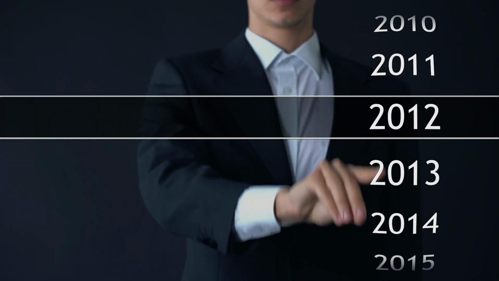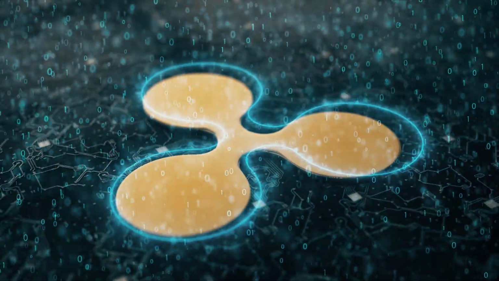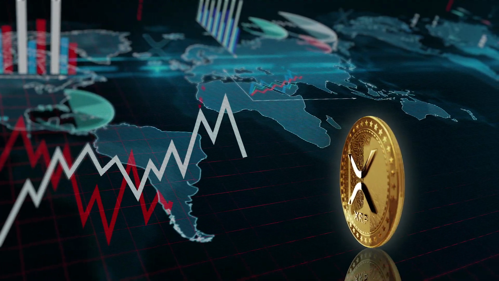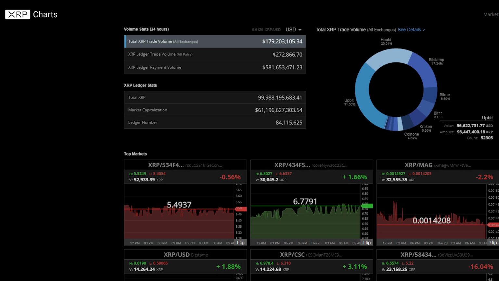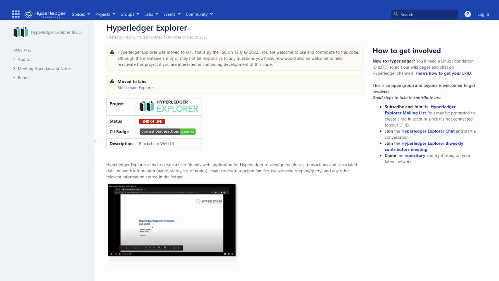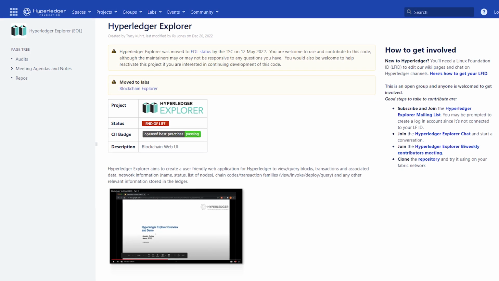By the time 2016 came around, there were now numerous other standalone blockchain networks that were looking to accomplish things that were completely different than Bitcoin, and thus they needed their own unique set of tools. A good example of this is Ripple, which had its own Block Explorer called XRP Charts. Another was Hyperledger, who introduced Hyperledger Explorer, which would allow members to look up network information, chain codes, transaction families, and just about anything else that was relevant to the ledger.